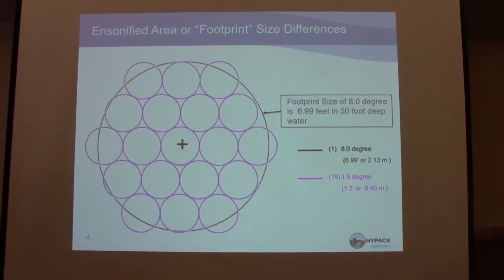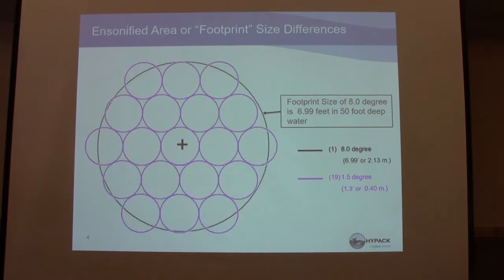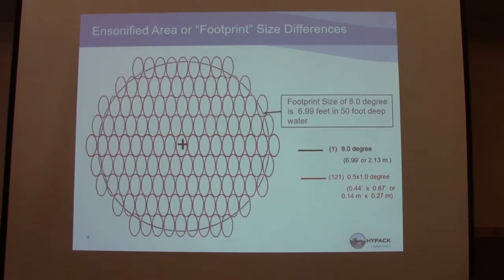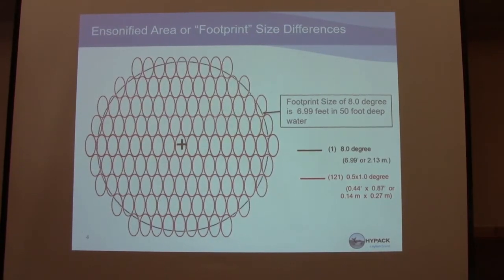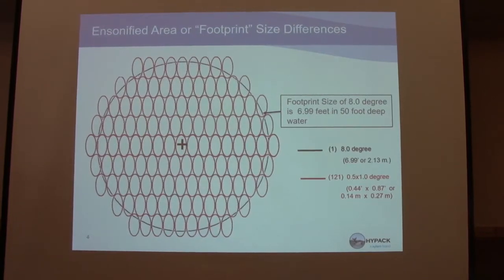Because based on how sonar works, with single beam you're getting the first return inside of the sonified area, and in multi-beam you're getting the strongest return. So this is pretty important. Know what kind of footprint size your multi-beam is rated for. And then we have a 0.5 degree by 1 degree sonified area. So you can see that exponentially, we have more footprints inside of the overall 8 degrees in 50 feet of water.